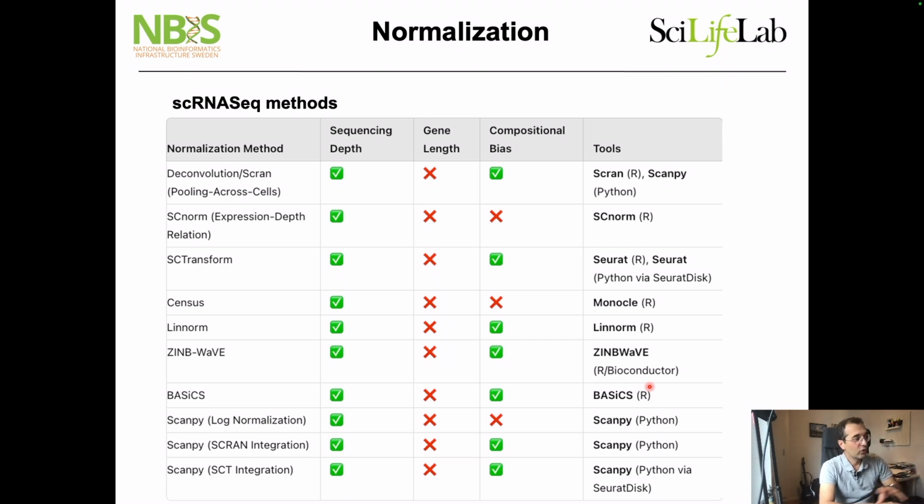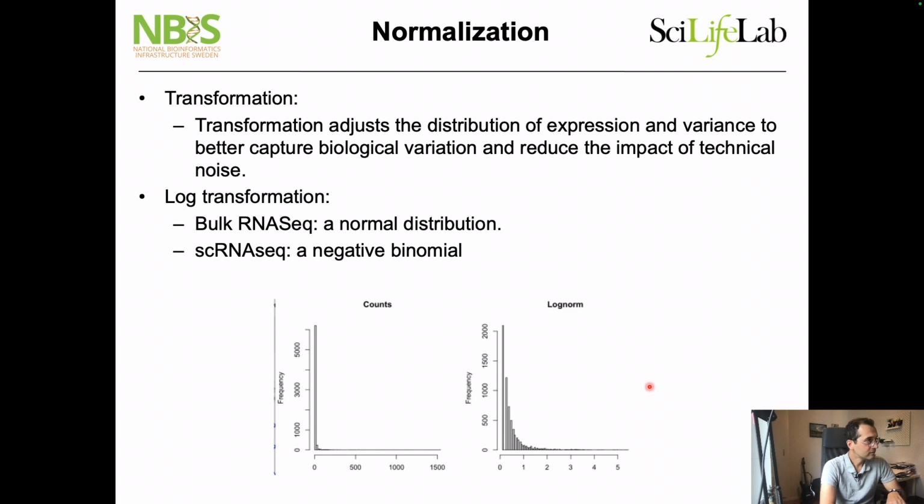I'm not going to walk you through all of these different methods implemented in different tools, but one take-home message here is that all of the methods control for sequencing depth, and today you will use log normalization implemented in ScanPy. Transformation is also important because it helps you to adjust the distribution of expression variance to better capture biological variation and reduce the impact of technical effects. And log transformation is popular in bulk RNA, helps you to mimic a normal distribution, and in single cell it results in a negative binomial distribution.